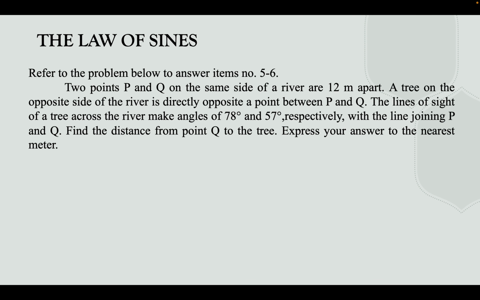Okay, for the next problem, answer items number 5 to 6. 2 points P and Q on the same side of the river are 12 meters apart. A tree on the opposite side of the river is directly opposite at a point between P and Q. The lines of sight to the tree across the river make angles of 78 degrees and 57 degrees respectively with the line joining P and Q. Find the distance from the point Q to the tree. Express your answer to the nearest meter.